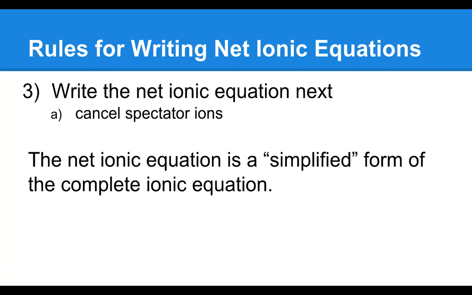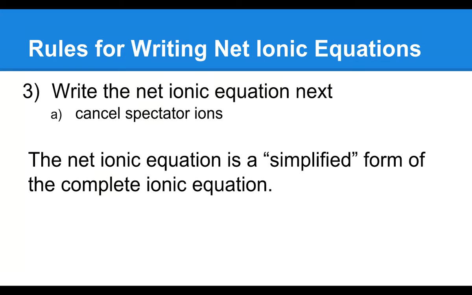And number 3, you're going to write the net ionic equation next. How you're going to do this is by canceling your spectator ions. What are spectator ions? These are ions that do not really get involved with the reaction. The way you know they're spectator ions is that they'll appear on both sides of the equation. So you cancel these out, sort of like when we cancel things out in math. Whatever cancels out, those are spectator ions. Then whatever is left that didn't get canceled out, you rewrite, and that becomes your net ionic equation.